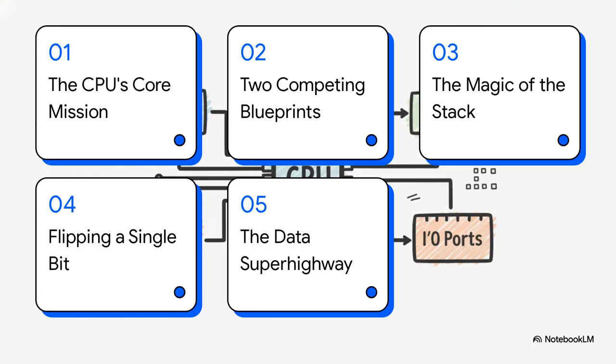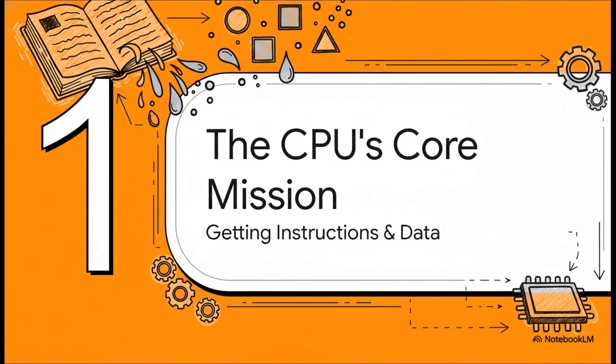All right, we've got 5 key stops on our tour. First up, we'll look at the CPU's most basic job. Then we'll explore 2 competing blueprints for how these chips are even designed in the first place. After that, we'll uncover a really cool tool called the stack, learn the delicate art of flipping a single bit, and finally, we'll see how it all comes together on the data superhighway. Let's get into it.